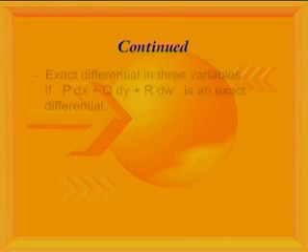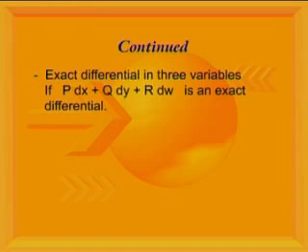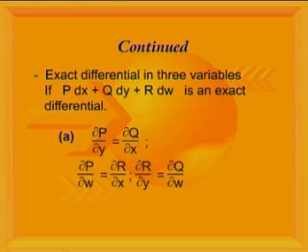Exact differentials in three variables. If p dx plus q dy plus r dw is an exact differential, then partial derivative of p with respect to y is equal to partial derivative of q with respect to x, and partial derivative of p with respect to w is equal to partial derivative of r with respect to x, and partial derivative of r with respect to y is equal to partial derivative of q with respect to w.